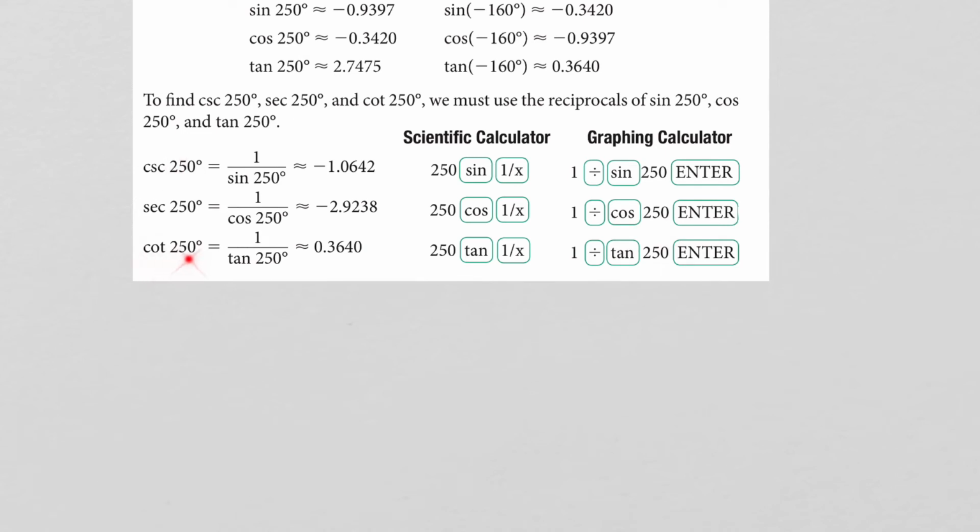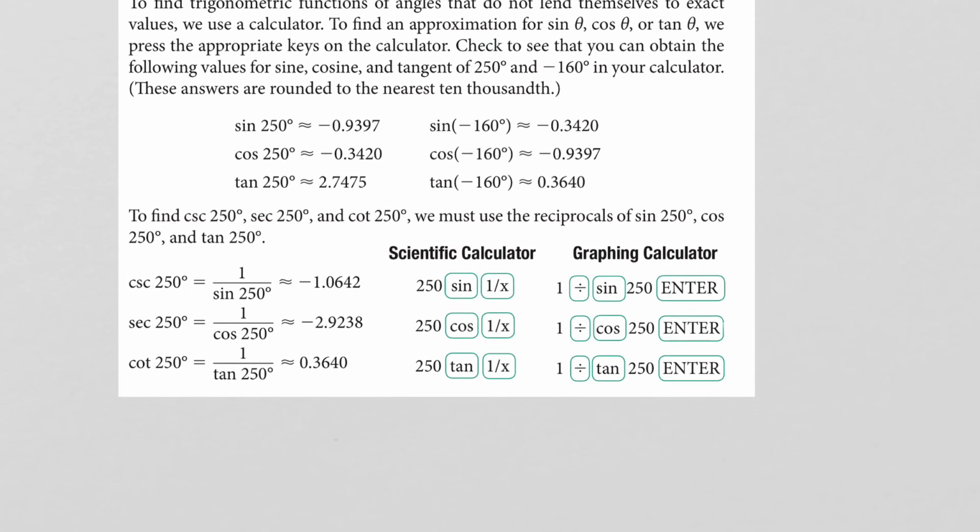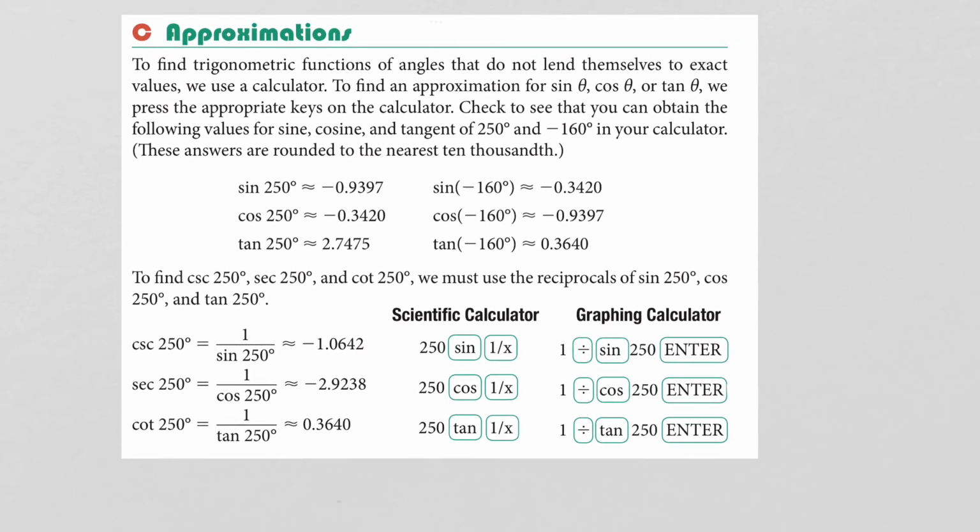And then lastly, we have the cotangent of 250, which is 1 over tangent. And again, double check, make sure you can get these answers. And if you're really not getting those answers, no matter what you do, I just want to remind you to make sure that your calculator is in degree mode. All right, let's move on.